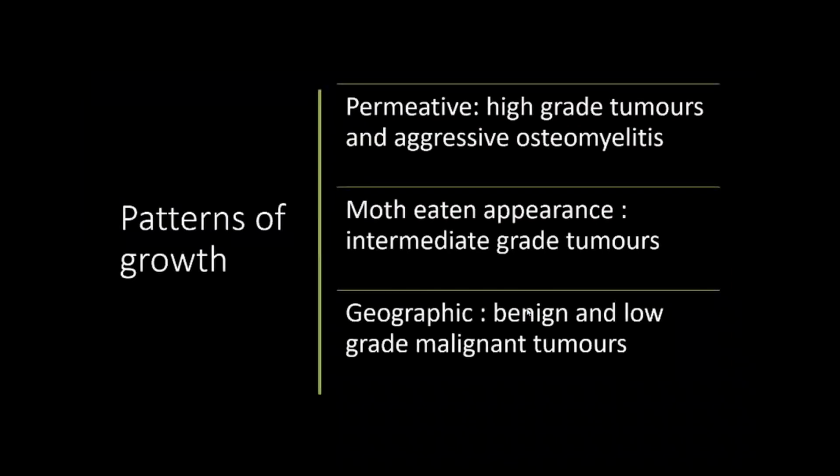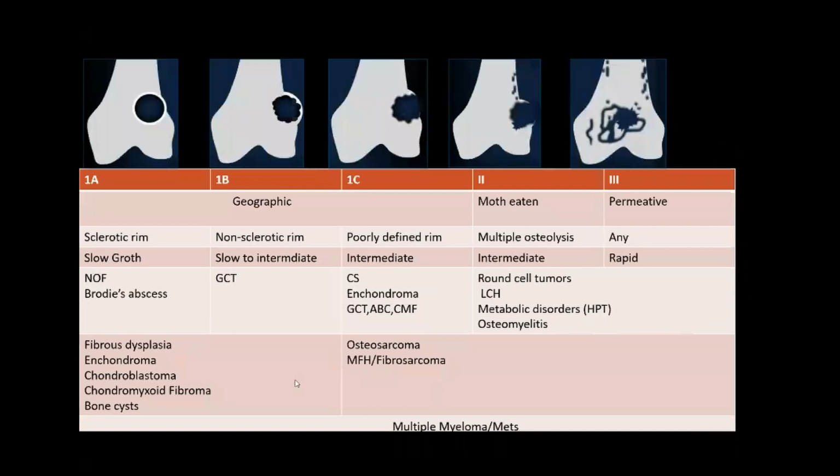Pattern of growth. Permeative is the high grade malignant tumor and aggressive osteomyelitis. Moth-eaten appearance is intermediate grade, and when you find a geographic tumor, it is benign or at least a low grade malignant tumor. When you go to the right side, this means that it is more likely to be an aggressive tumor.